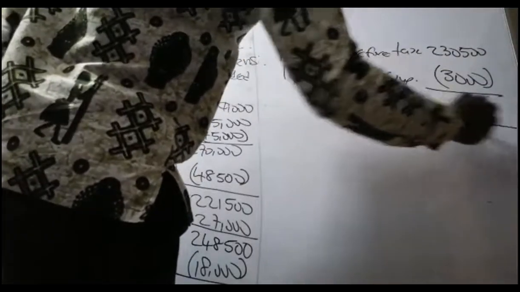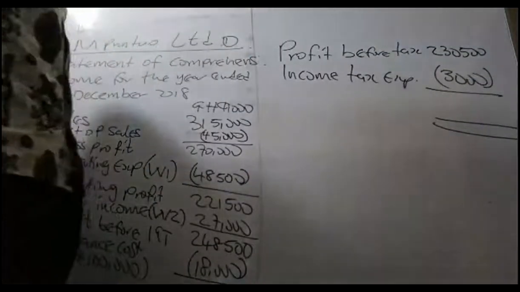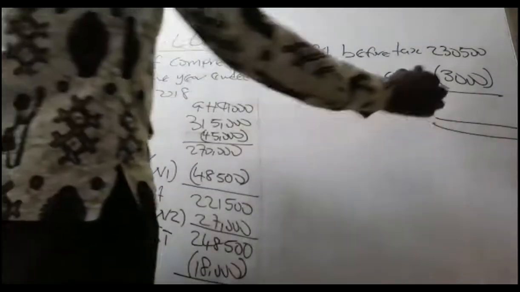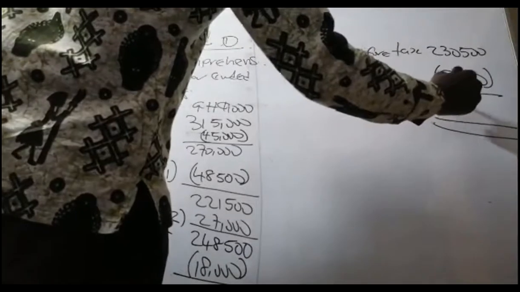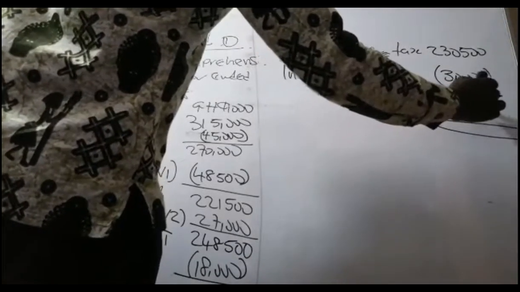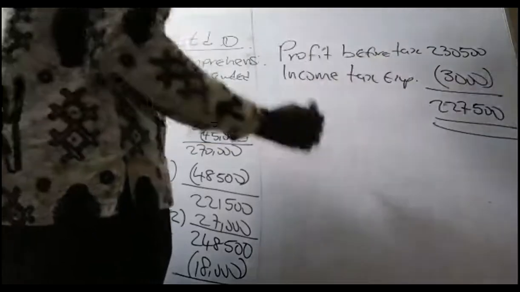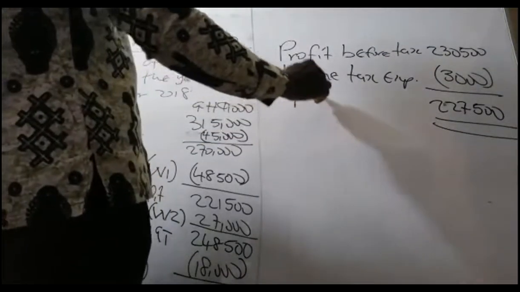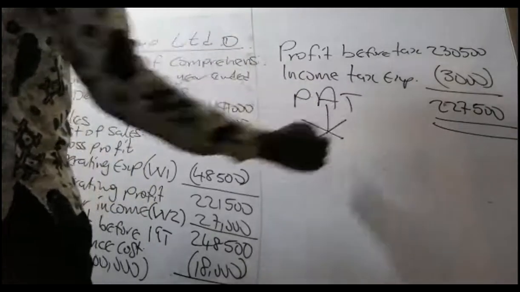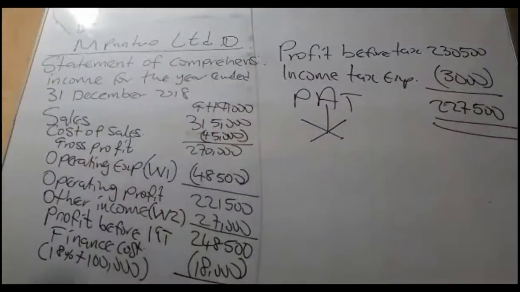So therefore, profit before tax, less tax, will be 227,500. That is profit after tax. Please, no shortcut in exams. No shortcut in exams. So that is it.